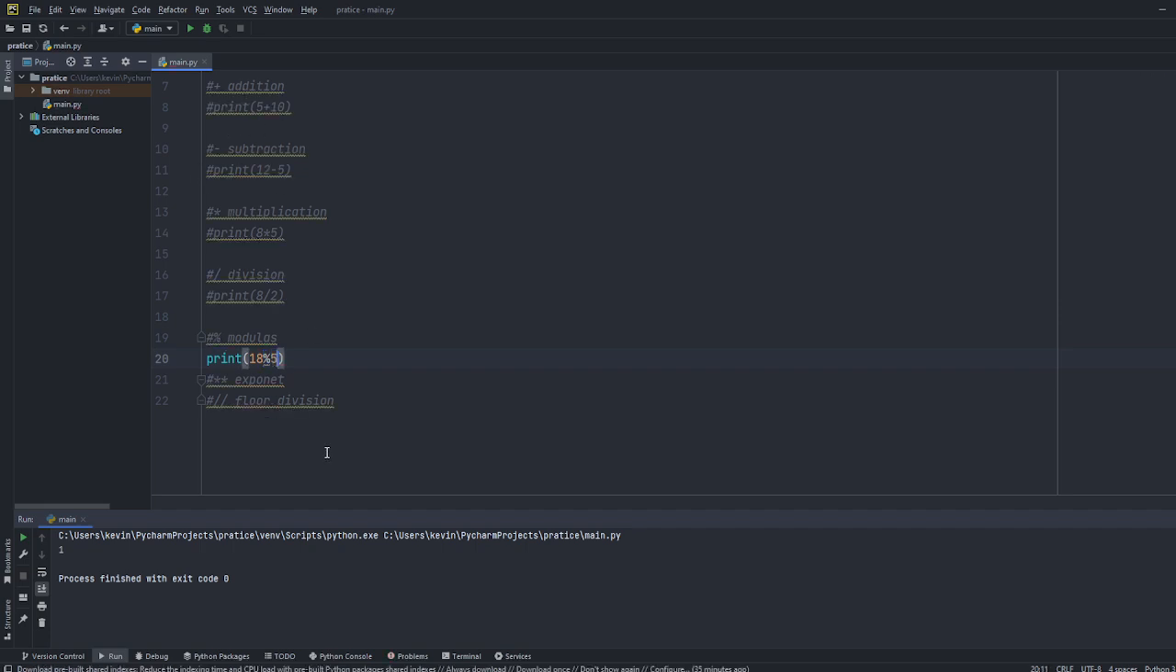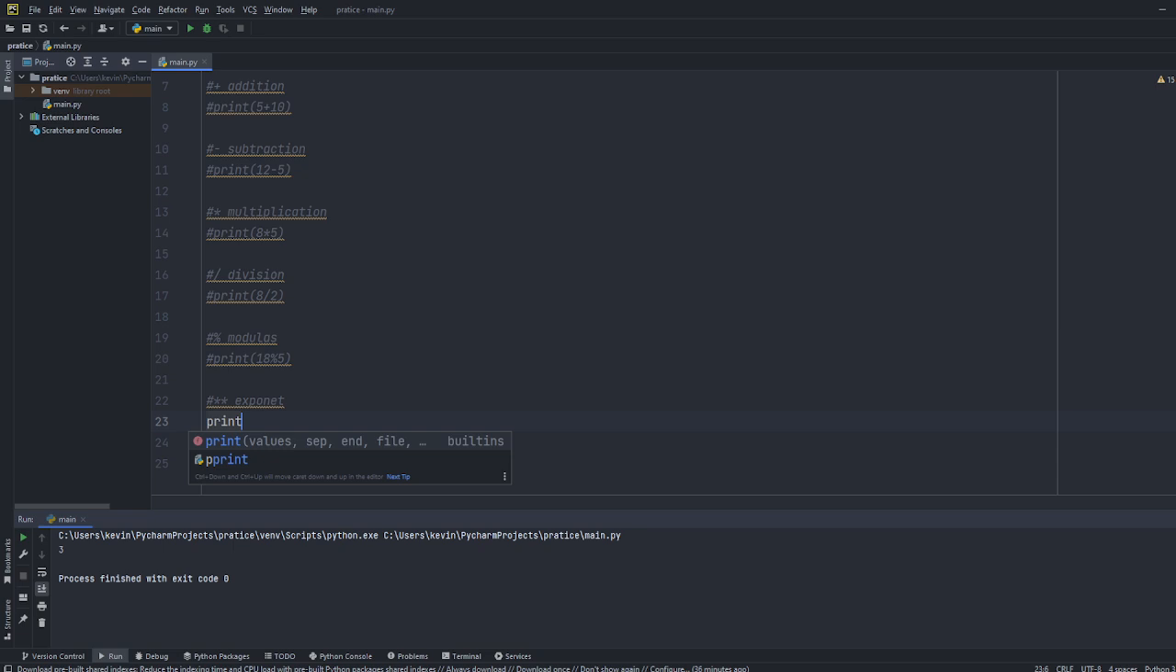So let's say you use 18 divided by 5. 18 has 3 5's. 3 times 5 is 15. 18 minus 15 is 3. So you get 3. So what modulus does is that it gets a remainder when you divide something. Very cool.